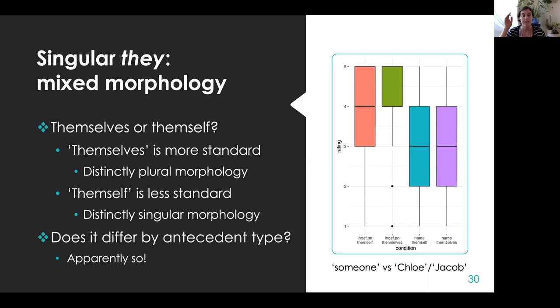So someone saw themselves versus Chloe saw themselves. But when it comes to names, there's not much of a difference at all. And this is interesting because it suggests that people are adopting singular they, even for biased sounding names. And really what it comes down to is we just don't hear themself as often as we hear themselves.